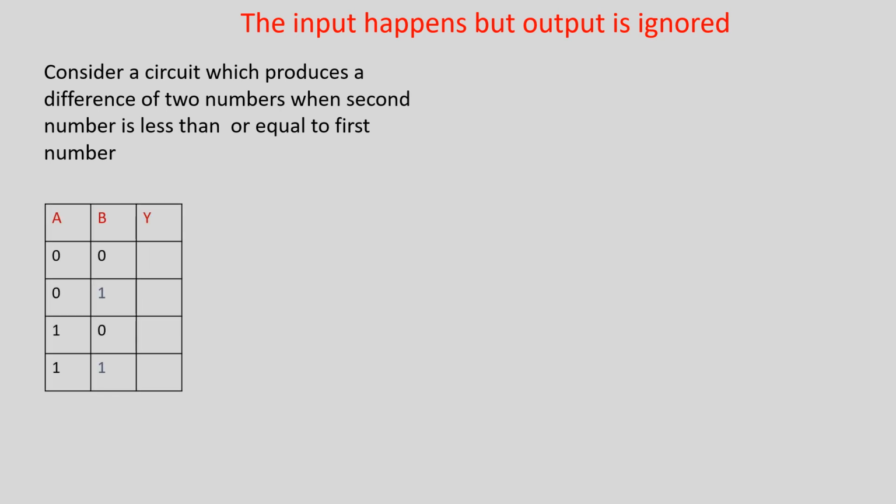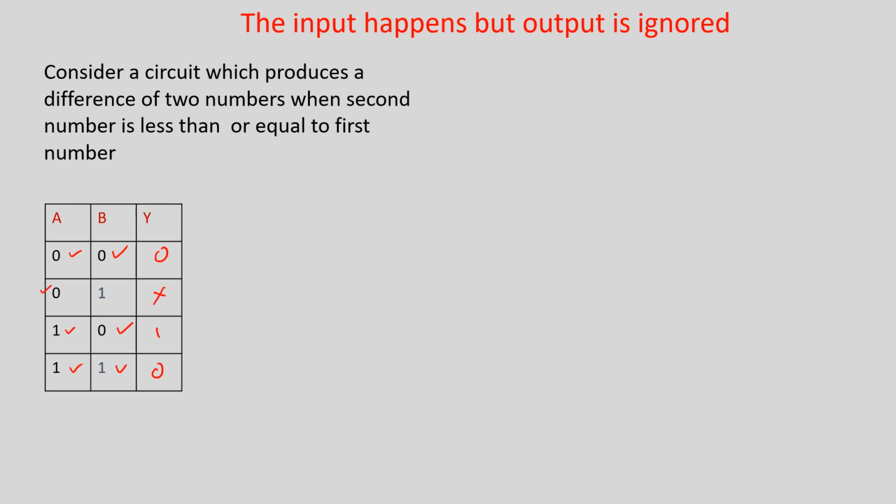We have two inputs A, B and the output is Y. Now what the question is saying is that the circuit will produce the difference of two numbers when the second number is less than or equal to the first number. Here the second number is less than the first number, so I will get the difference. Here the second number is equal to the first number, so here too I will get the difference. So here it is 0, and this condition is not specified, so here I have to write don't care.